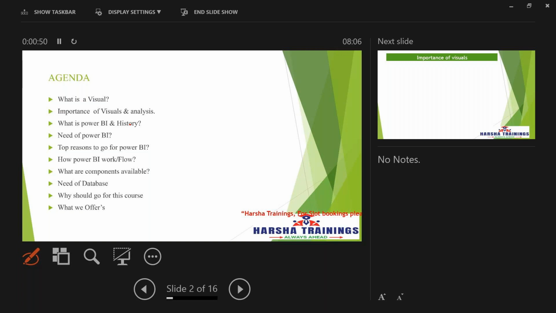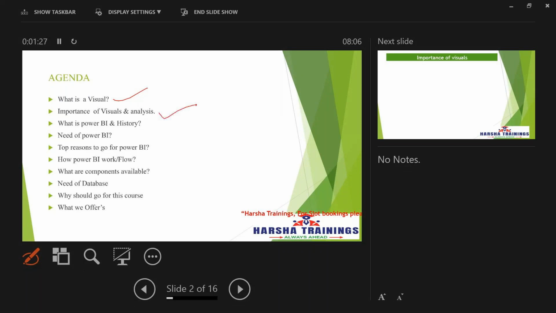Now if you consider this agenda, what is a visual? Why we need to learn this is that Power BI is a business intelligence tool. We can also call it a reporting tool, a data analytics tool, and a data visualization tool, meaning if you need to create any report, you can do it with this. So we need to see what a visual is and know the importance of visuals.